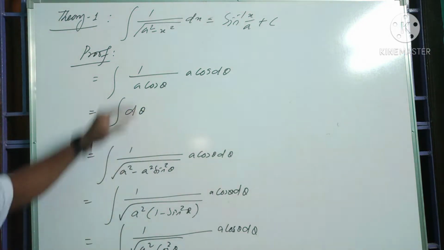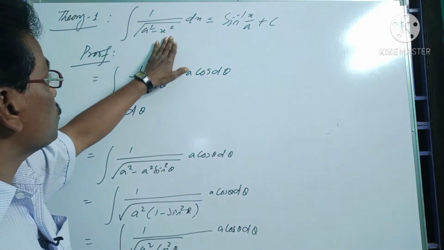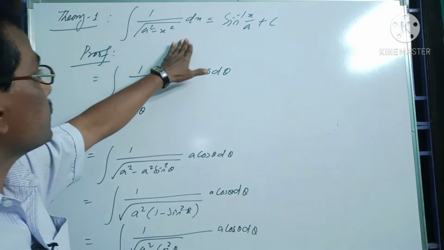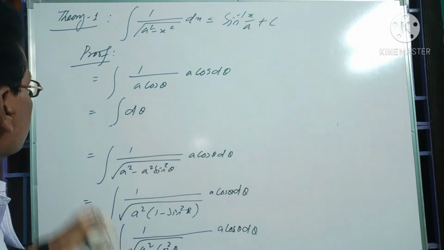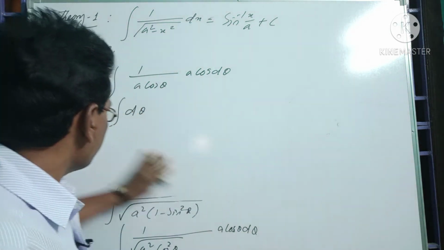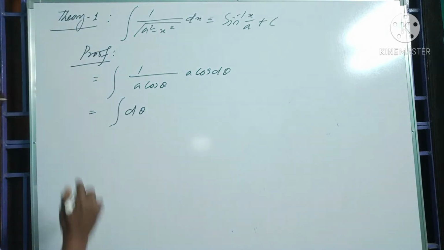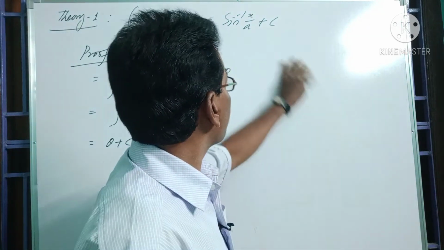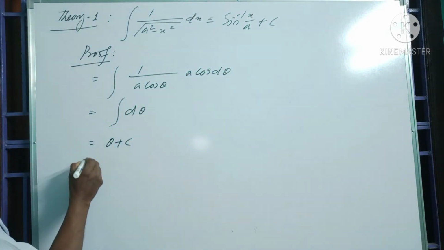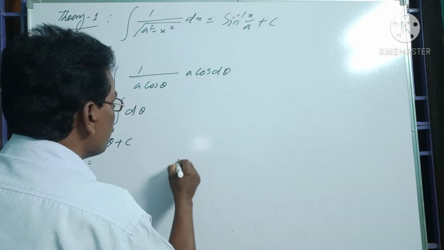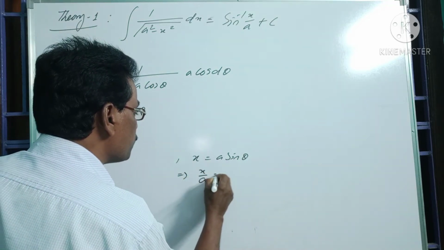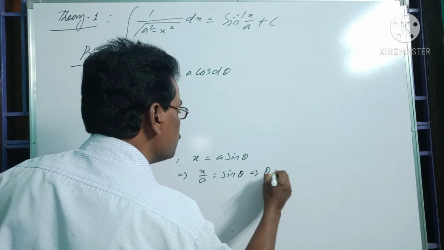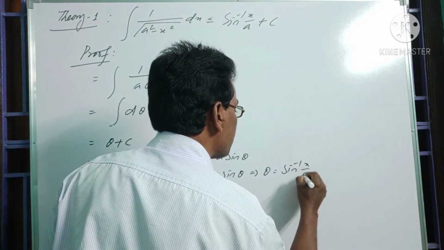See, the original integral was in the irrational form, which was not easily integrated. After substitution, we transform the original integral into the form integration of d theta, which is very easily integrable, and its integration is theta plus c, where c is the constant of integration. The original function was in x, so after integration we have to replace theta. We considered x is equal to a sin theta, which implies x by a is equal to sin theta, so theta is equal to sin inverse of x by a.